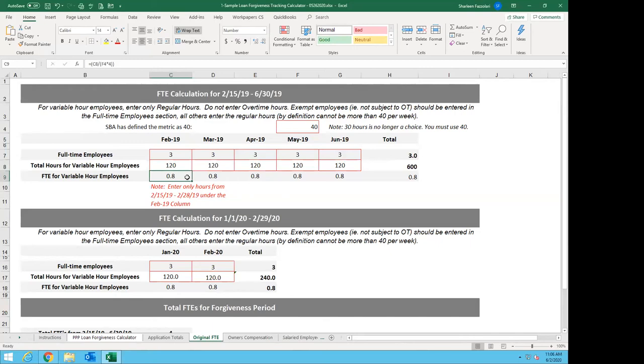This here is another place where you can use the simplified method, but I'd recommend just going through calculating it like this. And then if you get to the end and you're short on FTEs, go back and try the simplified method to see if it'll yield better results.